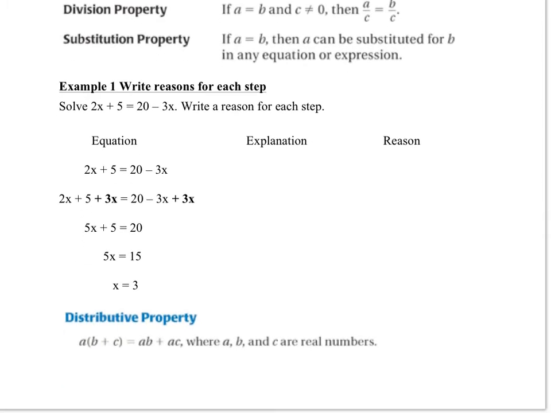So, I'm going to give you the steps. You're going to give me the reasons. But to start, we're going to write down the explanations. So we're going to solve 2x plus 5 equals 20 minus 3x, writing a reason for every step. So the first step is going to be that it's the original equation. That's our explanation. Our reason is that it's given.